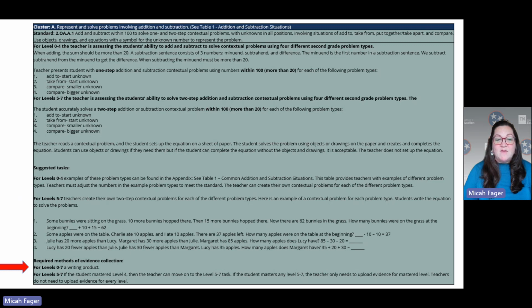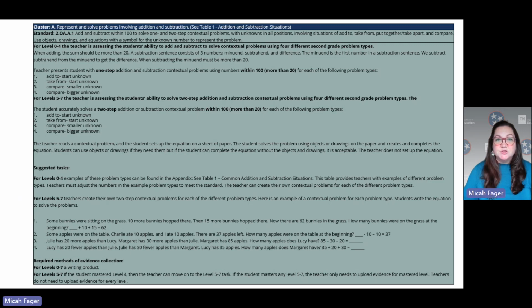The required method of evidence collection for all levels is a writing product. The student should be writing their equations on a piece of paper. You can also include the student's drawings on that writing product. For levels 5 through 7, if the student mastered level 4, then the teacher can move on to the levels 5 through 7 task. If the student masters any of levels 5 through 7, then the teacher only needs to upload evidence for the mastered levels. Teachers do not need to upload the evidence for every level.